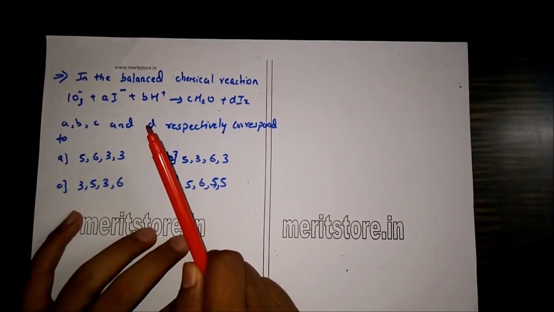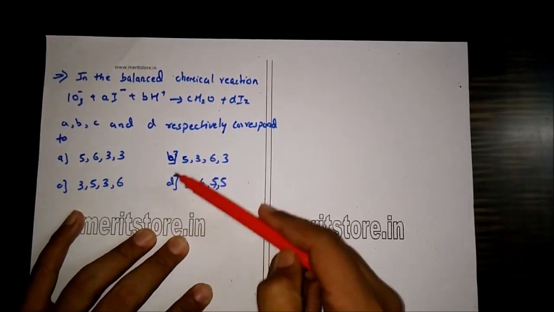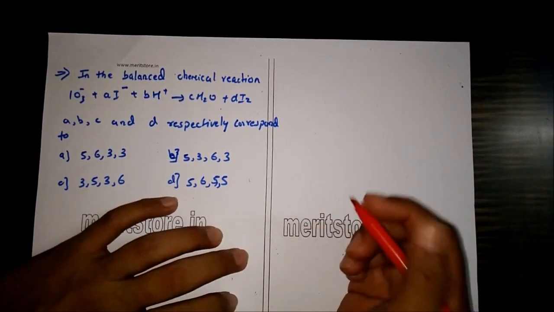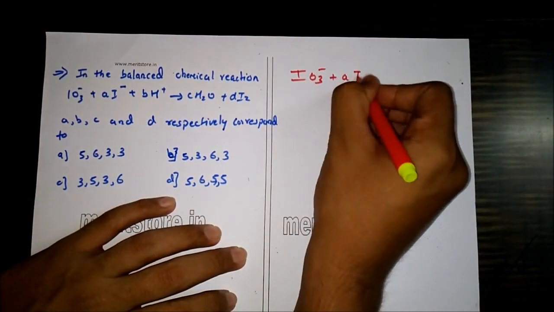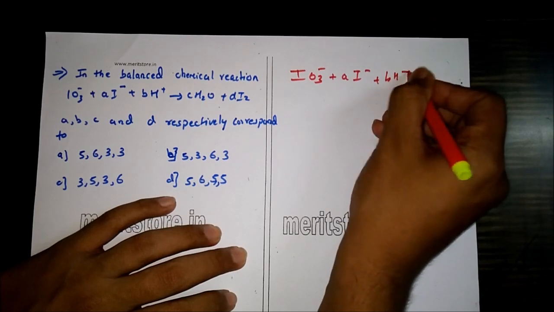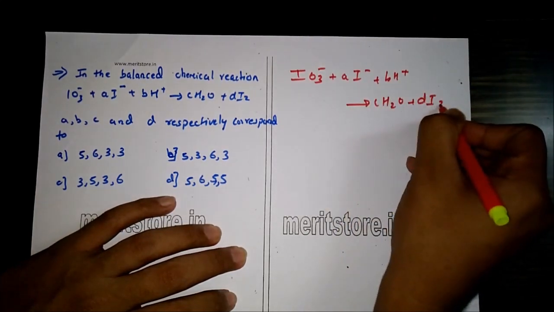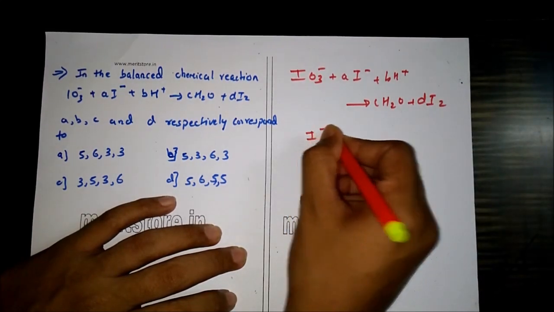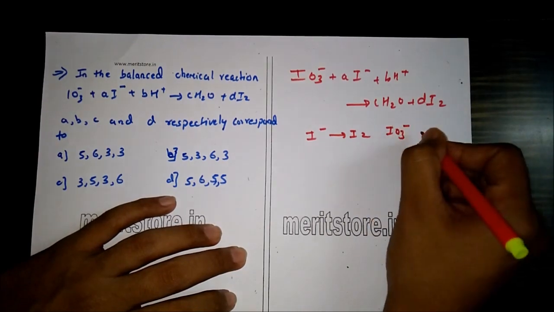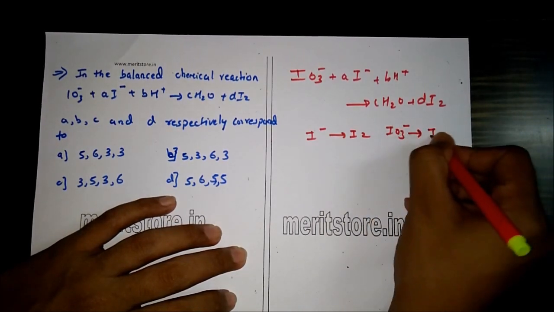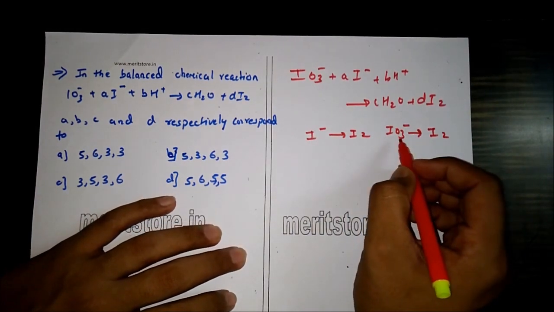Balanced chemical reaction. This is the reaction. A, B, C, and D respectively correspond to, here are the different options. Now let's look at how the reaction is taking place. IO3- + A I- + B H+ gives C H2O + D I2. Here I- undergoes oxidation to form I2, and IO3- undergoes reduction to form I2.